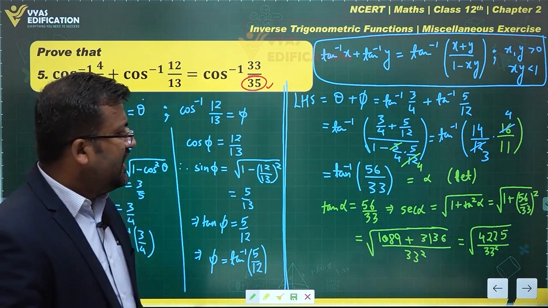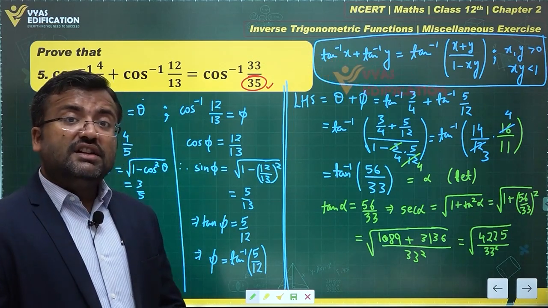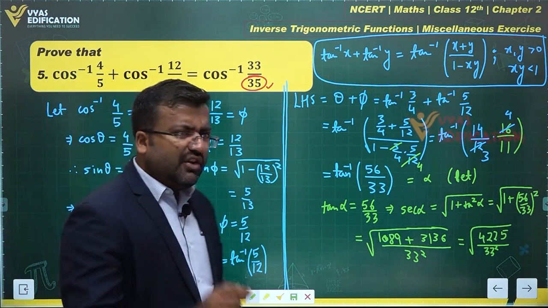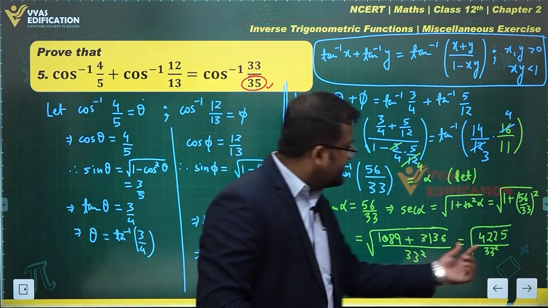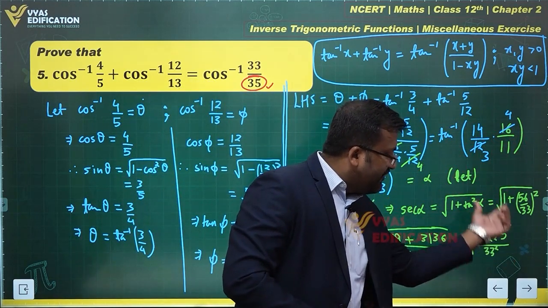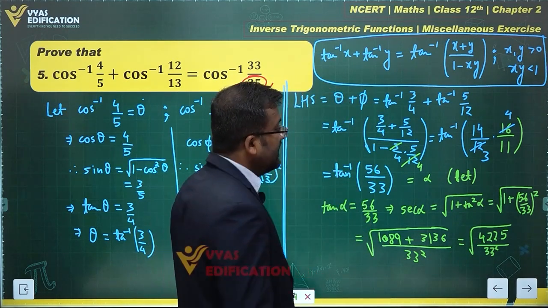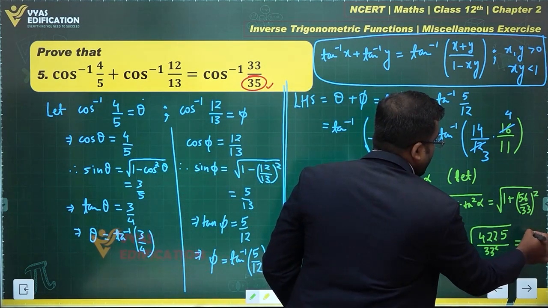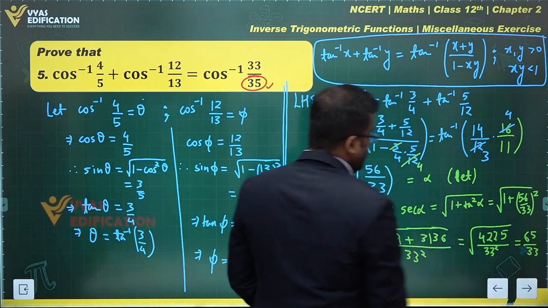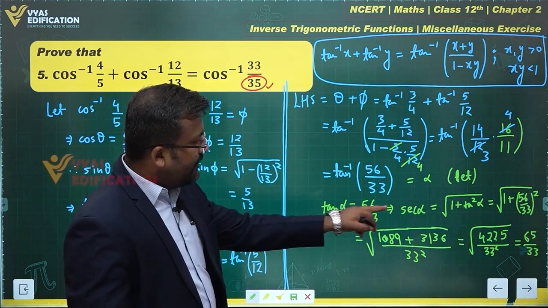Yes, what is that number? If you may recall some results related to squares of numbers ending in 5, you will realize that this is the square of some number ending in 5. And 42 is actually 6 times 7. This is 65 square. So this becomes 65 over 33. Okay. So sec alpha becomes this.